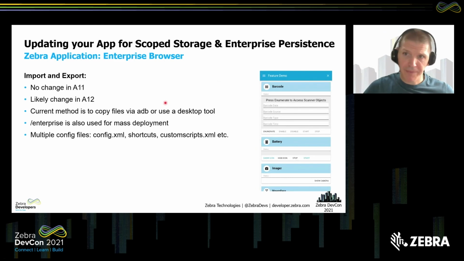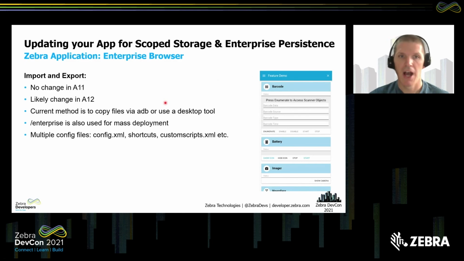Enterprise Browser is another one of our Zebra value adds. So no change in Android 11 in terms of import and export. The current method involves copying files using ADB, or there is a desktop tool you can use on Windows, which will, behind the scenes, use ADB to copy the files over. So again, no change there. You can use /enterprise for mass deployment.